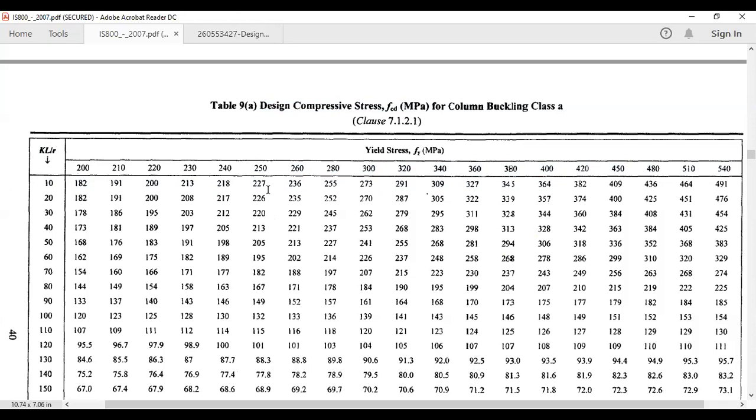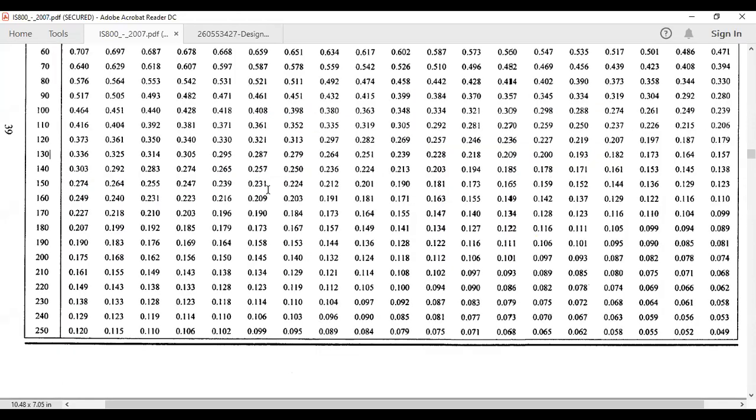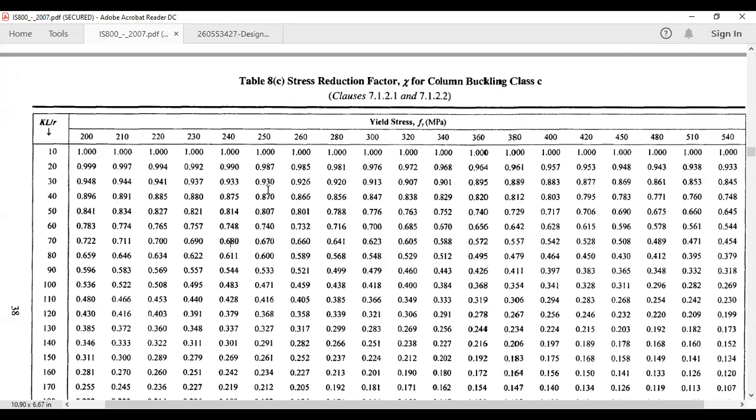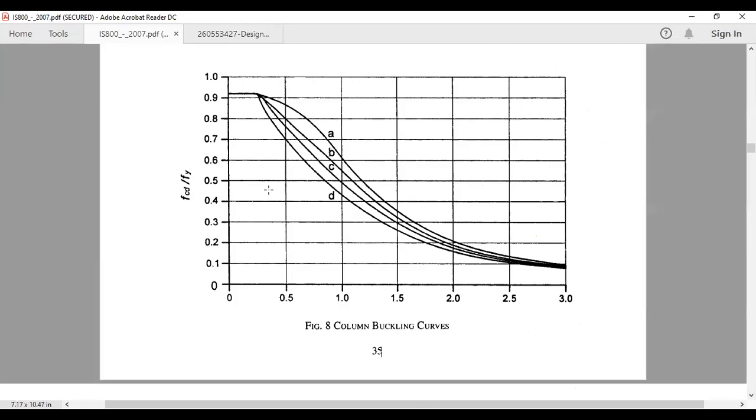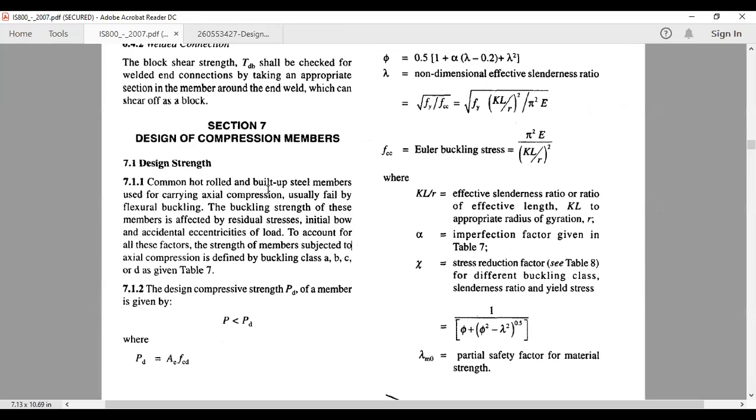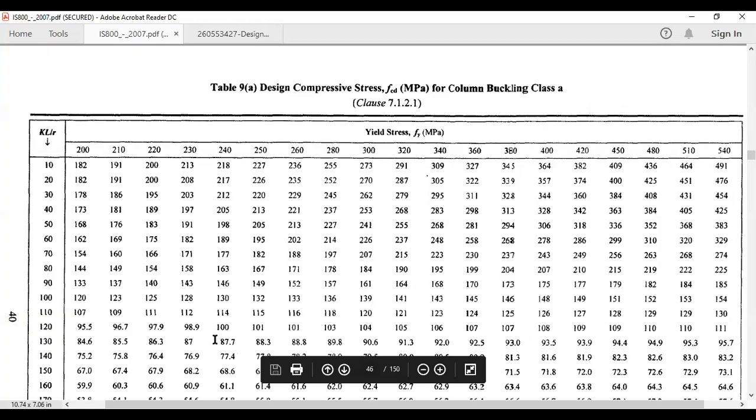So once you calculate the FCD, maybe from the stress reduction factor or directly from table 9, you'll be able to get the design strength. Okay. Now, you have to go with table 8C or 9C only, because when we use angle sections, our buckling class will be C. The angle sections fall in buckling class C.